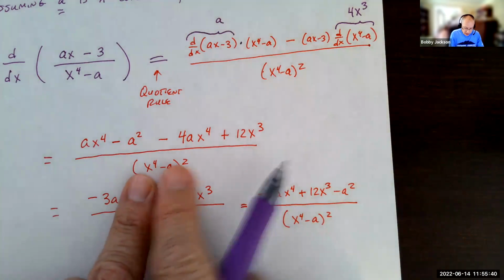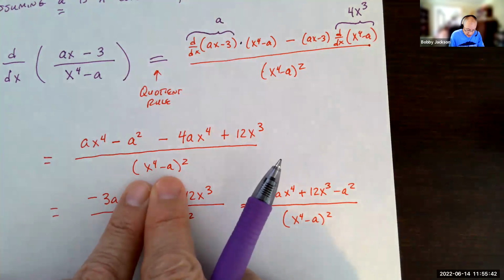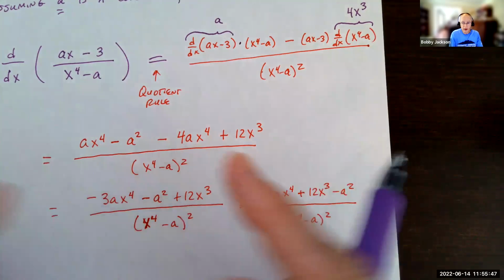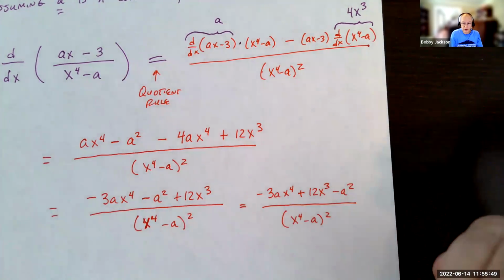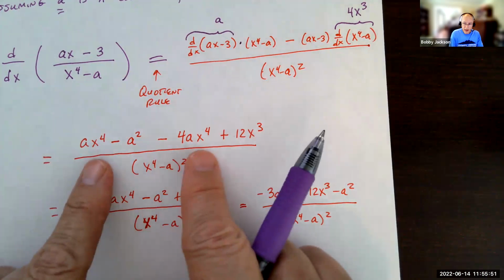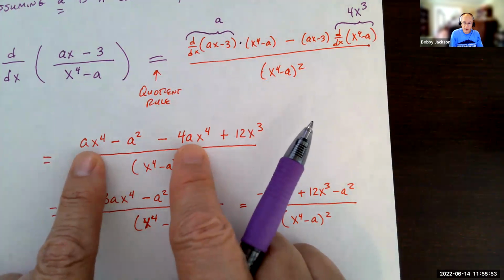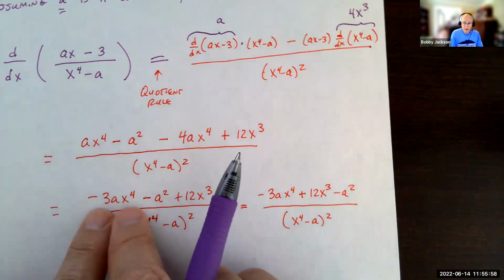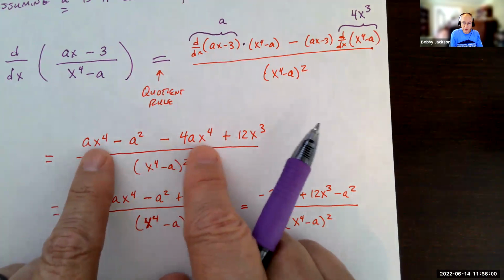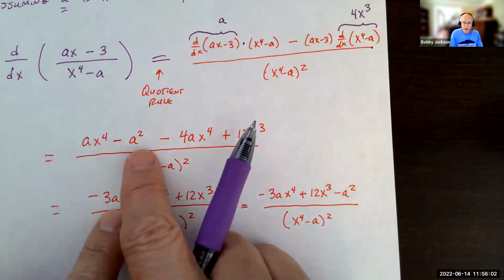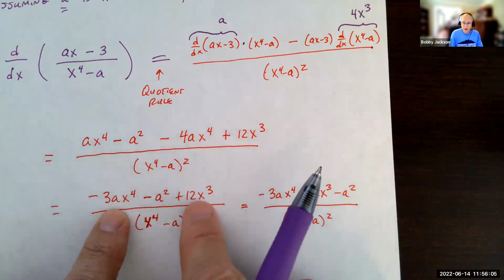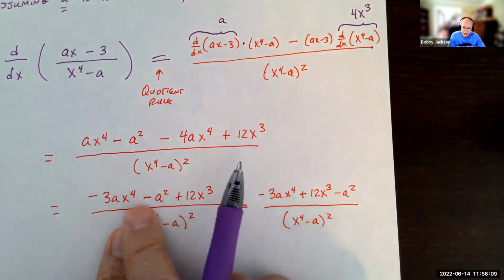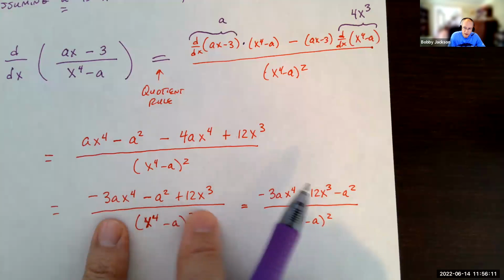So just distributing that through carefully, watch that sign. And now of course the bottom, I'm just going to leave alone. I'm not going to expand that out, just leave it factored, because if I could factor and simplify the numerator, then simplify the whole expression, I would. But the only like terms are x to the fourth terms. I've got a minus 4a, right? That's a negative 3a x to the fourth, right? So just combining like terms, x to the fourth. And then I've got negative a squared and then plus 12x cubed, all divided by x to the fourth minus a quantity squared. Now, there's nothing I can really do to factor up here.